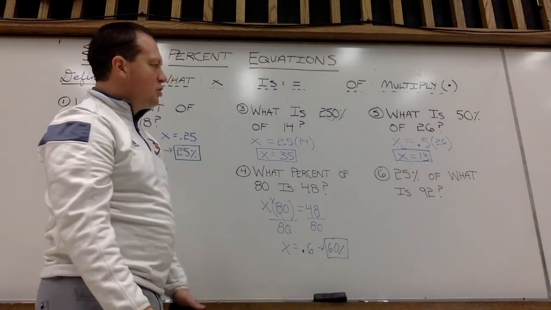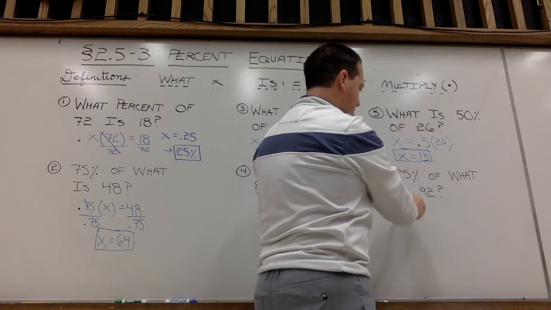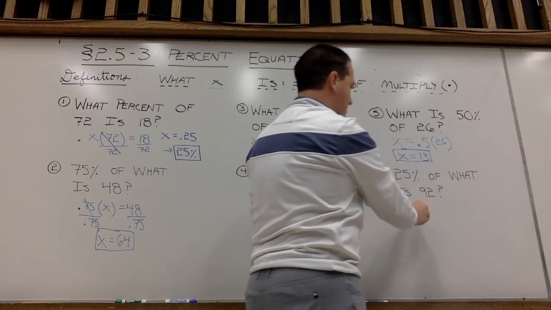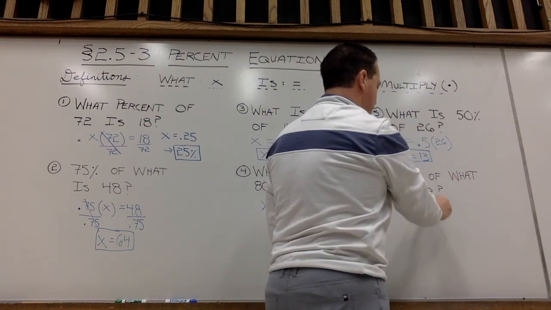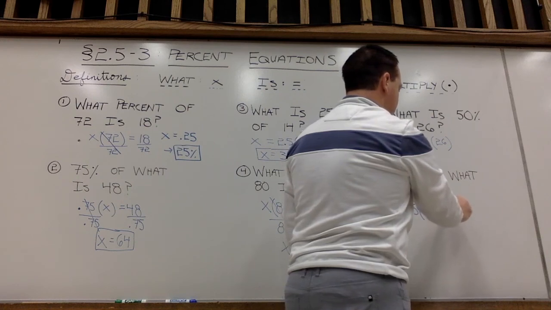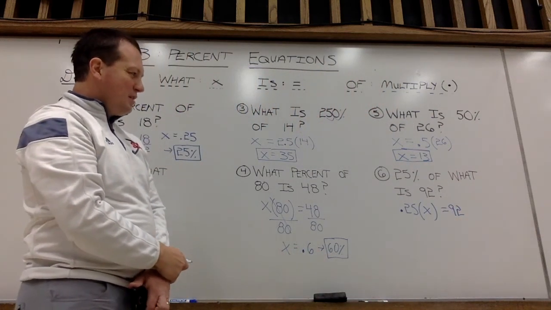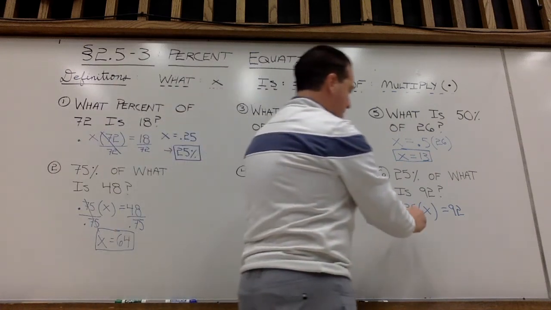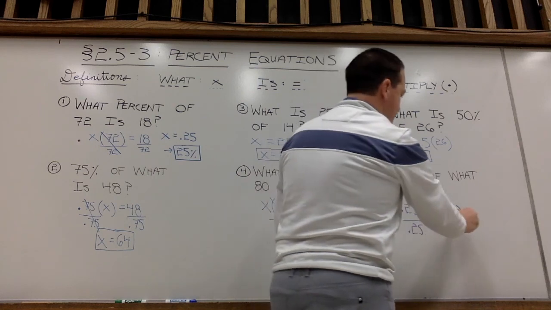Last one of the crunch and munch here. We've got 25%. So as a working number, 0.25 times what, X, equals 92. This one is a little challenging to do mentally, so we'll divide by 0.25 on both sides.